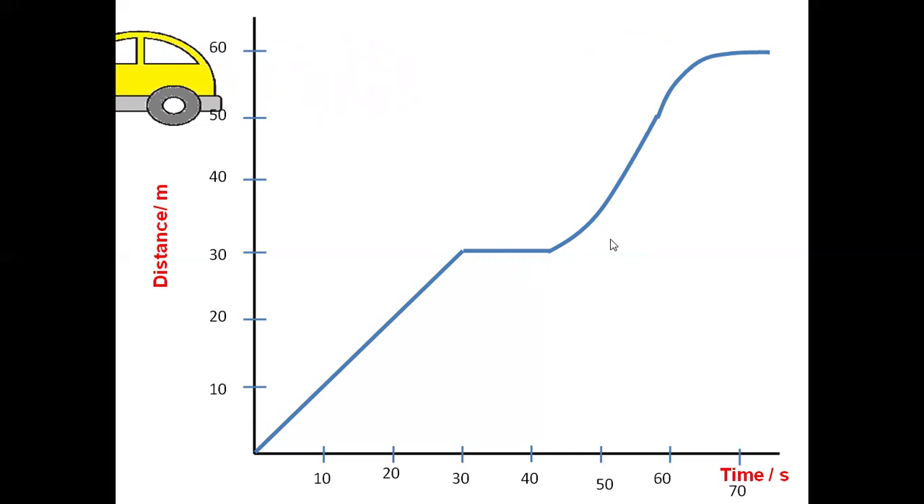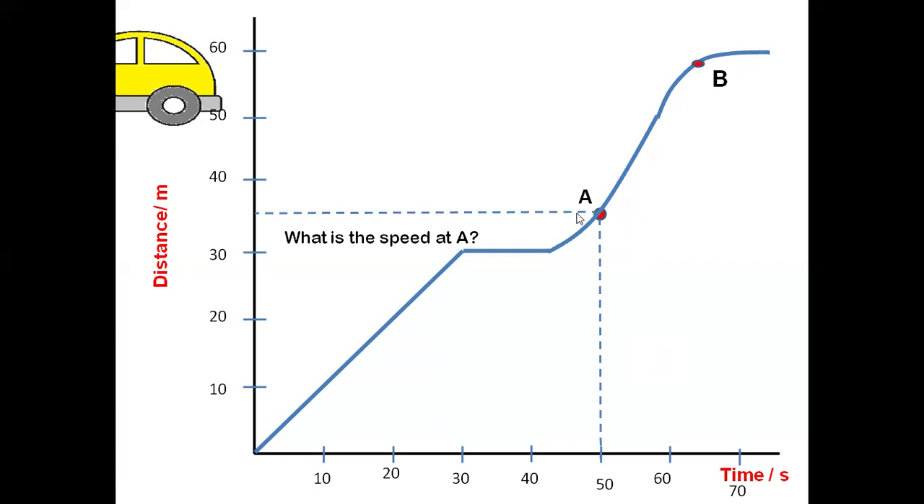So we are choosing here 2 points. One is A and the other one is B. What is the speed at A? What do we have to do? And what is the time when the point A is marked? The time is 50 seconds. So what is the speed at 50 seconds? Is this the right way? The corresponding distance covered is about 35 or 36. So we may assume this is 35 divided by 50, 0.7 meter per second. But this is not the right way.